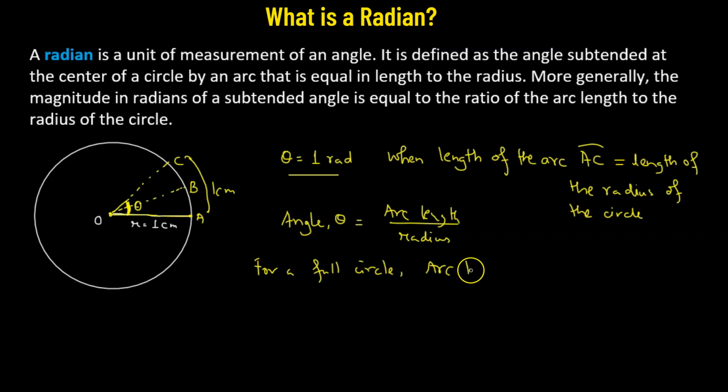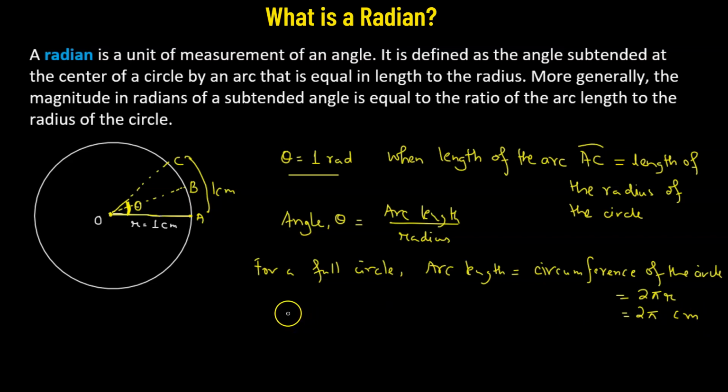the arc length will be nothing but the circumference of the circle, which is exactly equal to 2 pi r. Since we have considered r to be equal to 1 unit, the circumference of the circle will be 2 pi units, so we can say 2 pi centimeters. Then what's the value of angle theta? For a full circle, theta is equal to the arc length, 2 pi centimeters, divided by the radius, which is 1 centimeter. This is equal to 2 pi, because centimeter and centimeter factor out. So theta is 2 pi.